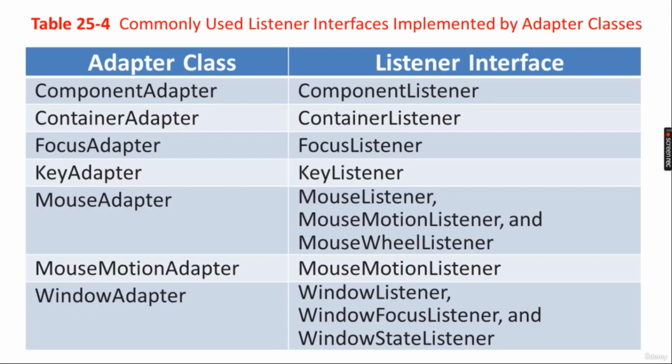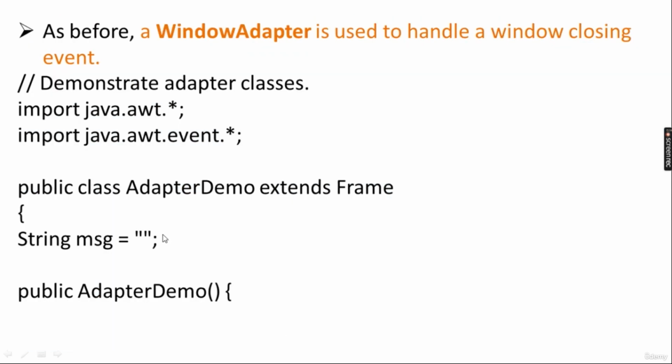So these are the commonly used listener interfaces implemented by adapter classes. Adapter class, listener interface: ComponentAdapter, ComponentListener; ContainerAdapter, ContainerListener; FocusAdapter, FocusListener; KeyAdapter, KeyListener; MouseAdapter, MouseListener, MouseMotionListener, and MouseWheelListener; MouseMotionAdapter, MouseMotionListener; WindowAdapter, WindowListener, WindowFocusListener, and WindowStateListener. As before, a WindowAdapter is used to handle a window closing event. Okay.